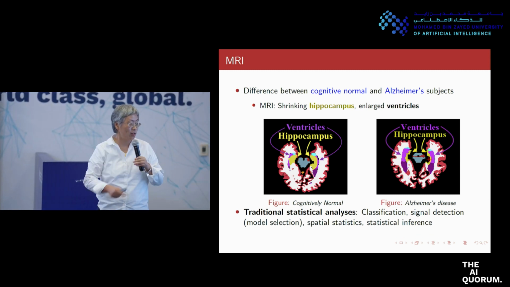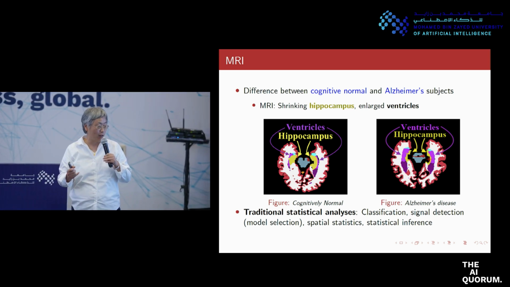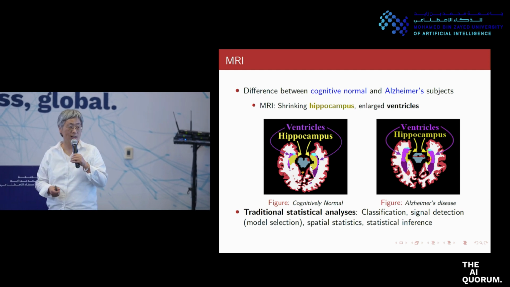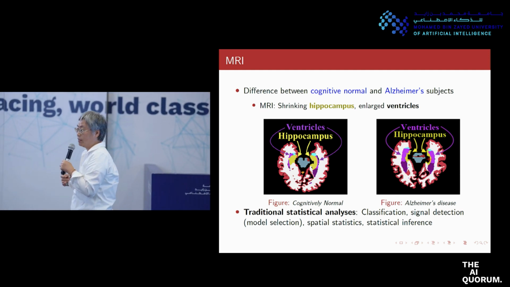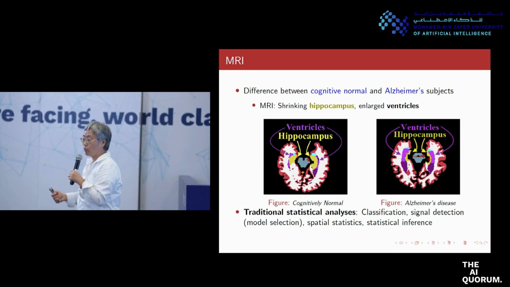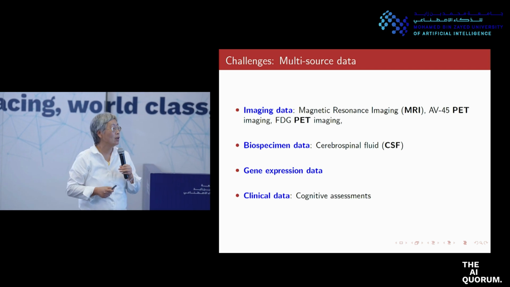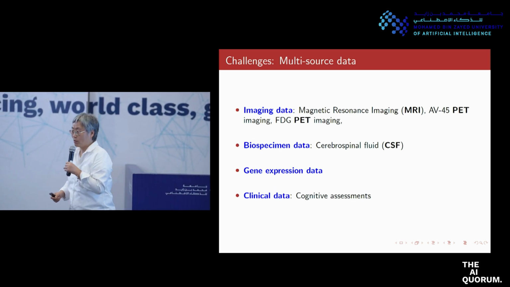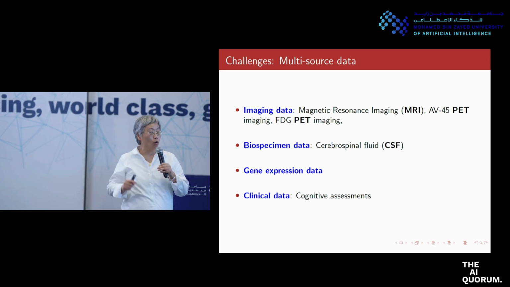Now, this is the traditional statistical analysis of what we're doing: classification, signal detection, involving model selection, spatial statistics, statistical inference. Susan mentioned the uncertainty, right? Because in statistical inference, we are doing a lot, we answer the question about the uncertainty. But actually, the challenges, right? This is one of the questions. Actually, this also hits on Martin's question and also Hong Tu's question.